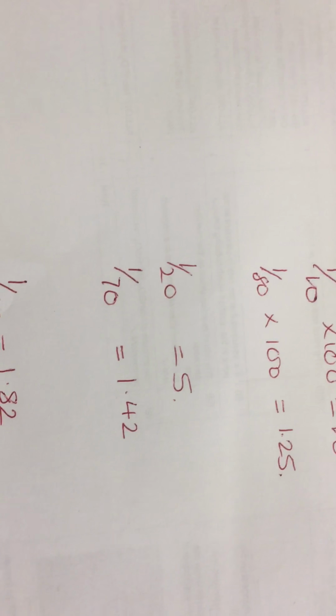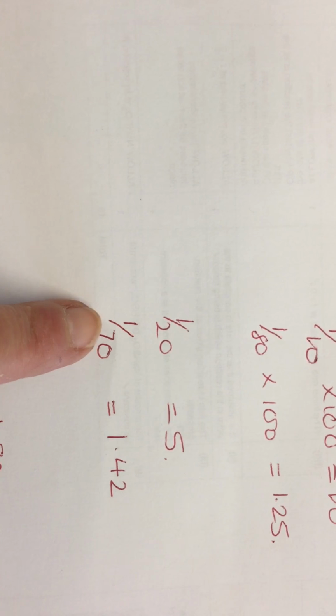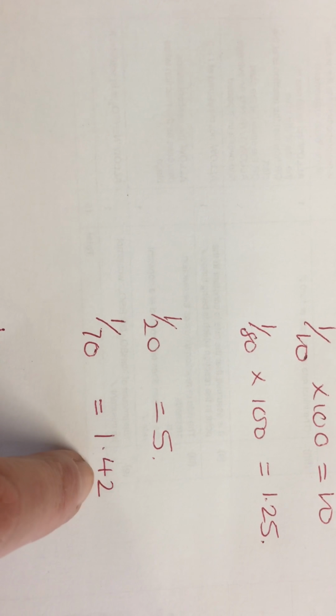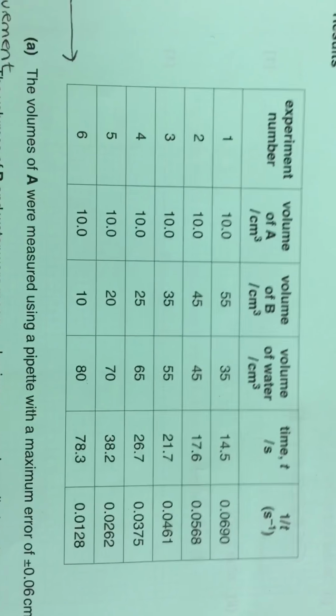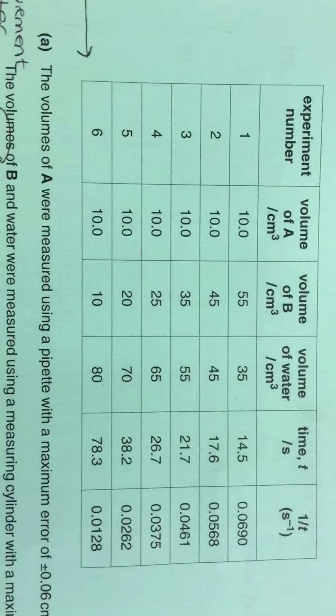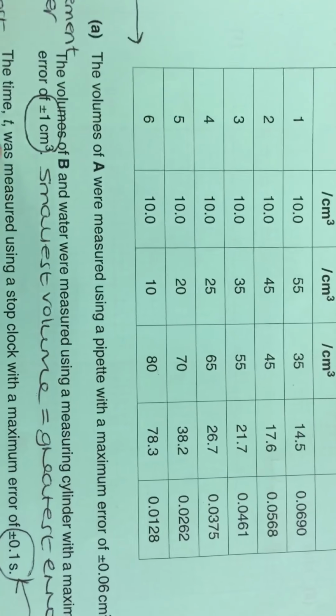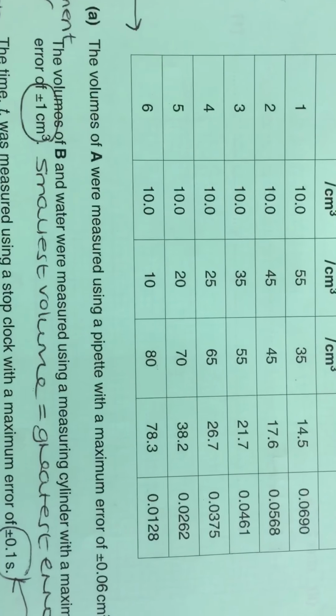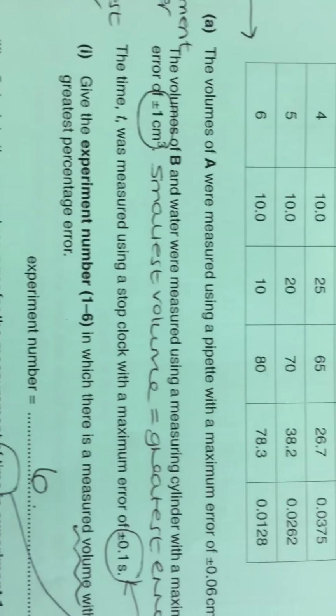Similarly, you could think about 1 over 20 gives us a percentage error of 5%. 1 over 70 multiplied by 100 gives us a percentage error of 1.42%. So the thing that we're basically looking for is the smallest volume of either B or water, and that is because of our 1 centimetre cubed being our greatest error that we're measuring.